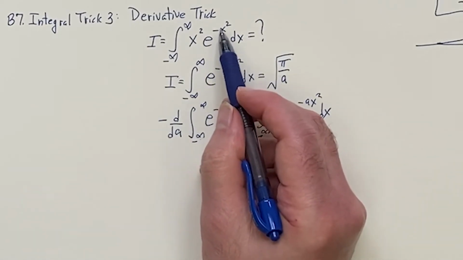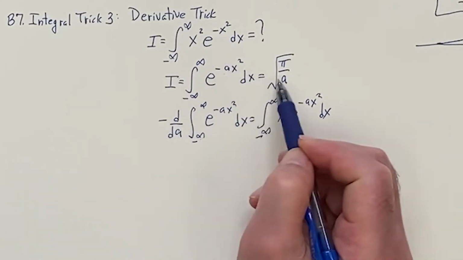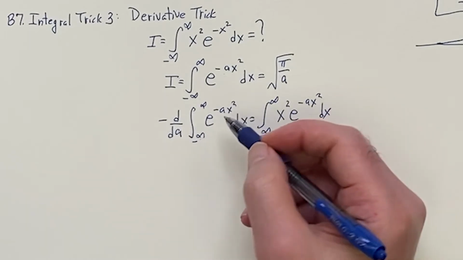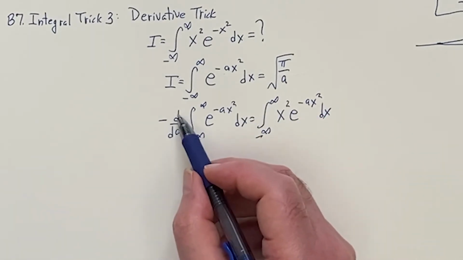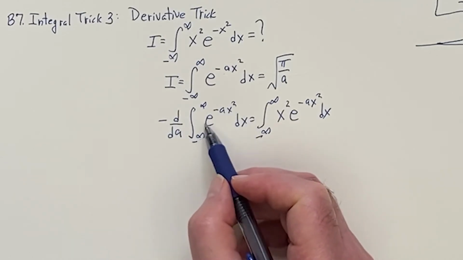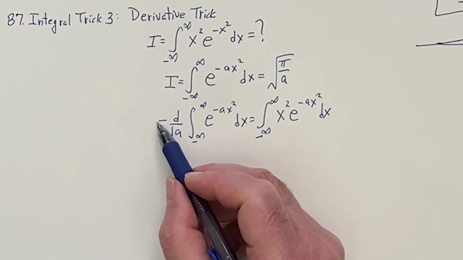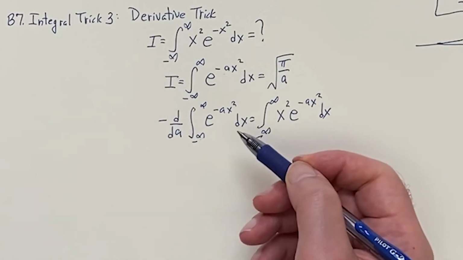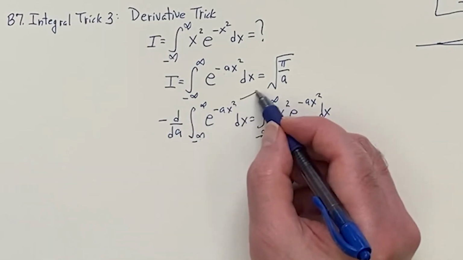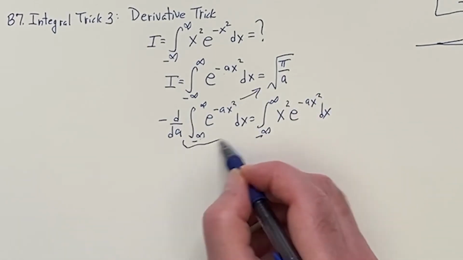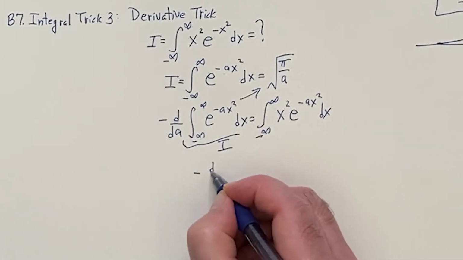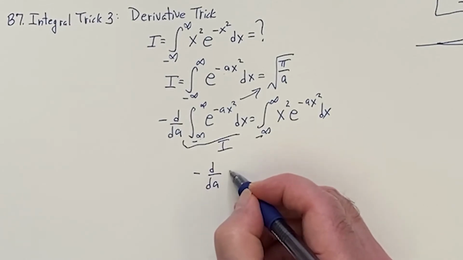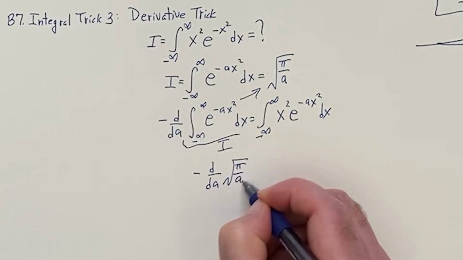So since I don't have a in, I put a in there. I put a because I want to take a derivative with respect to that a to pull down that x squared. So here, d/da pulls down a negative x squared. That negative cancels and I get the x squared. But see, now the trick is just do this thing on the answer for what I is. Because see, you're doing a derivative on the I and you know what the answer is. So minus d/da on this, square root of pi over a.